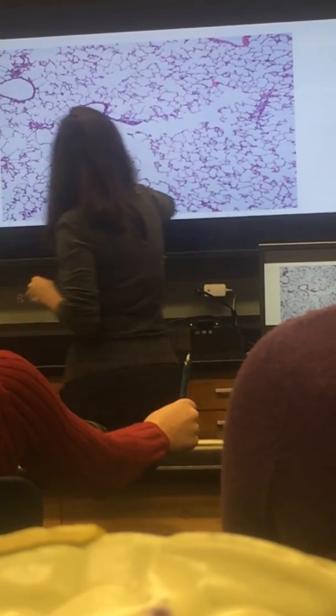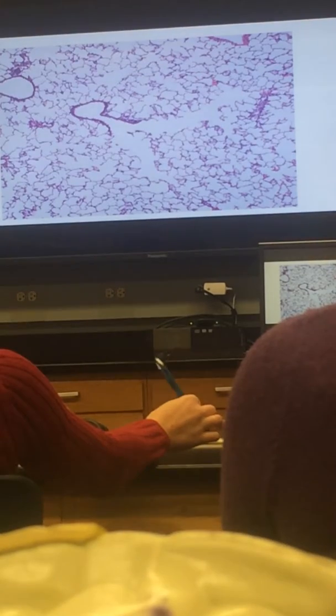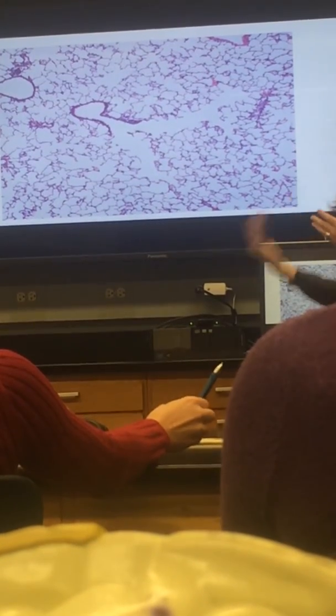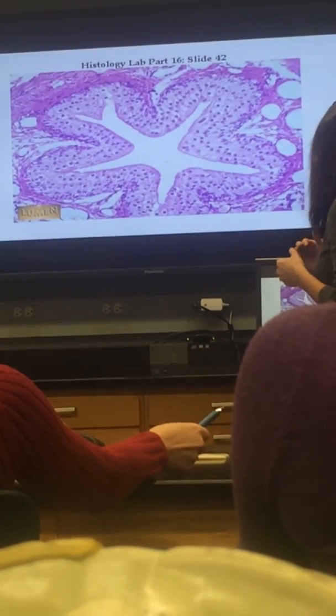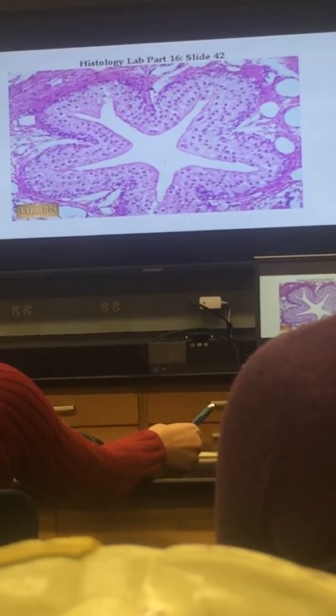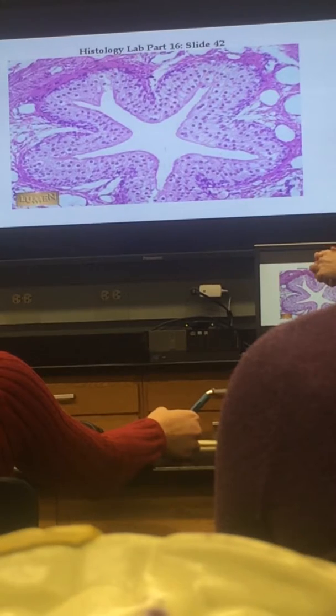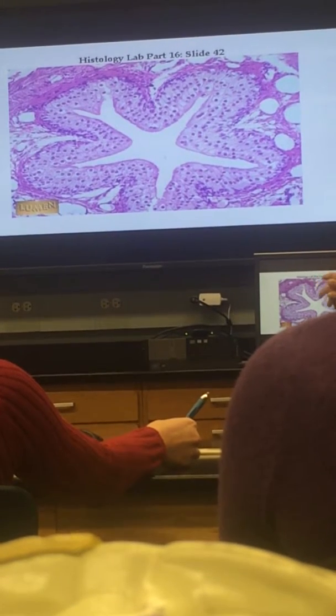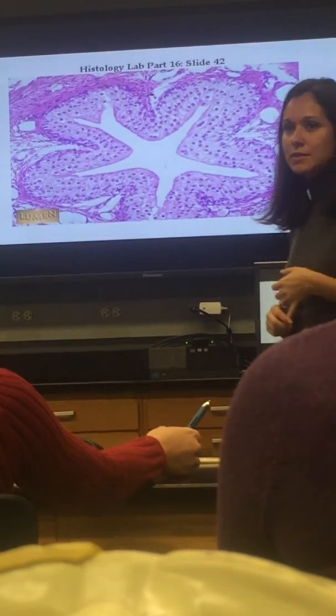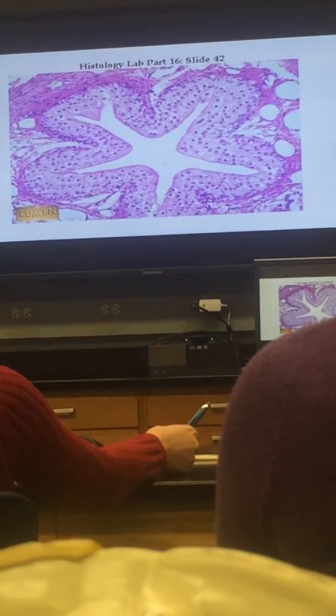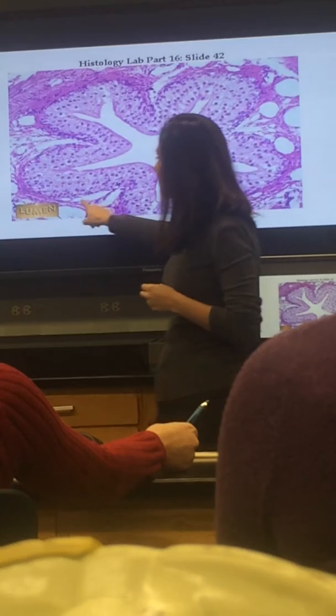We don't know what type because it's low magnification. If I were to go into high magnification and you can see the epithelium, then you can identify what type of bronchiole it is. So you know you're in a tube, and you just have to figure out what tube it is. First, look at the epithelium.